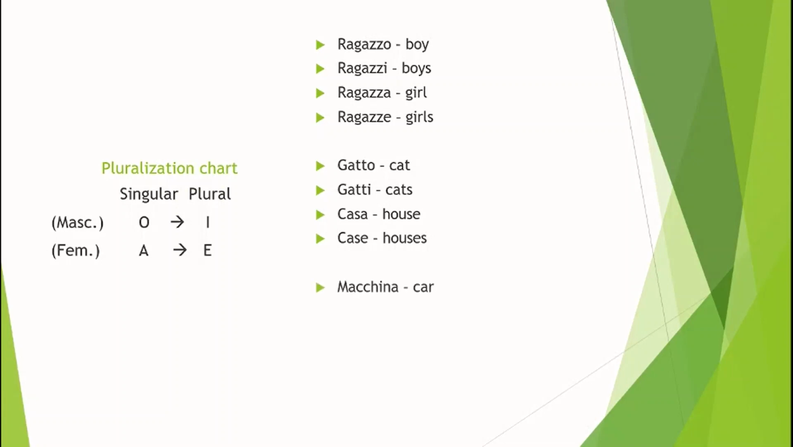Let's look at four more examples in both genders. Macchina, car, right? Double C, H is there, so it has its hard K sound, like we learned. Macchina, plural, macchine. And libro, book. Libro becomes libri. There you go. See, it's not that complicated.